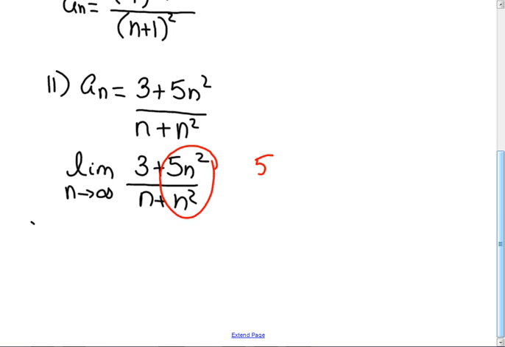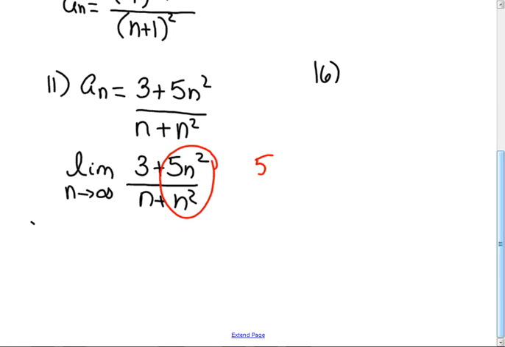Okay, more questions. We did 1 through 16. Did you do 16? When something diverges, you have to say that it diverges. Say diverges. 16 is an important one.